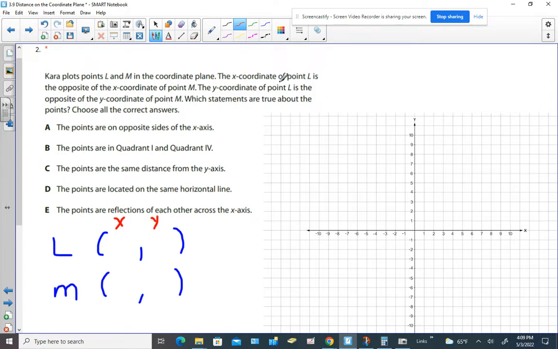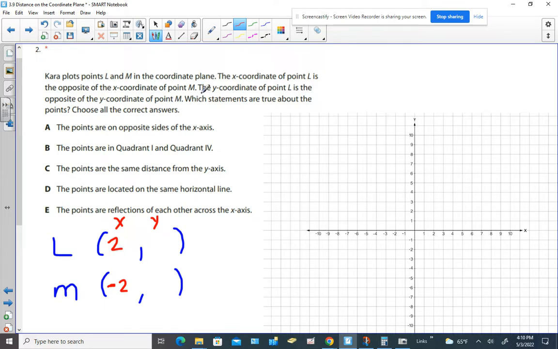All right, so let's read it again and try to wrap our heads around this. The x-coordinate of point L is the opposite of the x-coordinate in point M. So how about we make this a 2, and this will be the opposite, which would be a -2. Right? So let's read it again and make sure that what we have here is true in our hypothetical situation. The x-coordinate of point L is opposite of the x-coordinate of point M. These two are opposites, so we have a hypothetical situation where that applies.